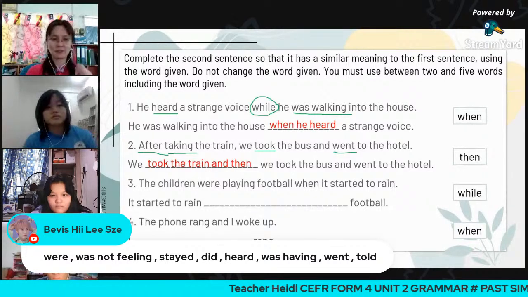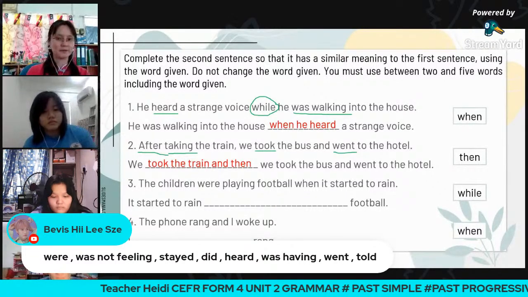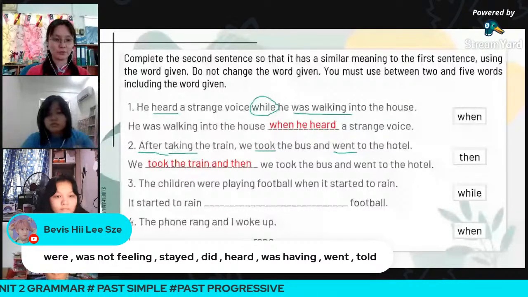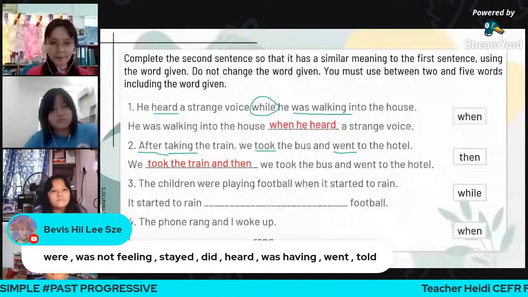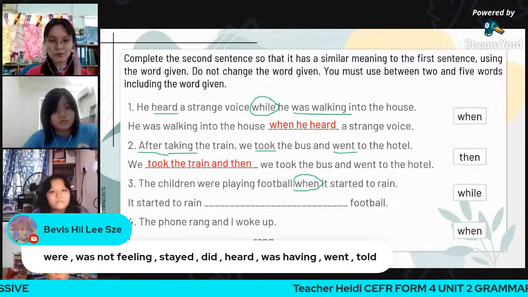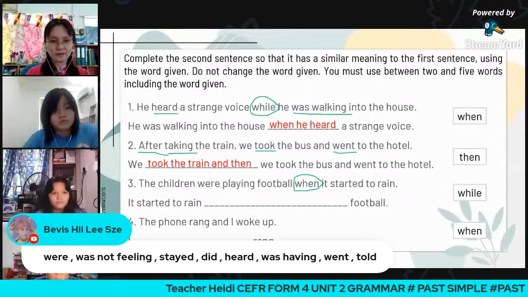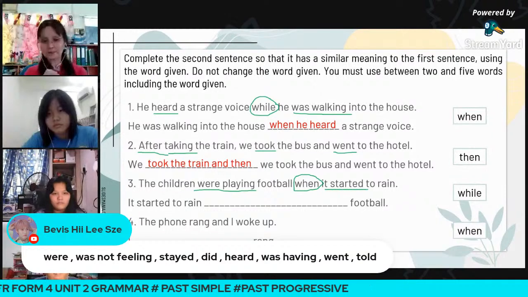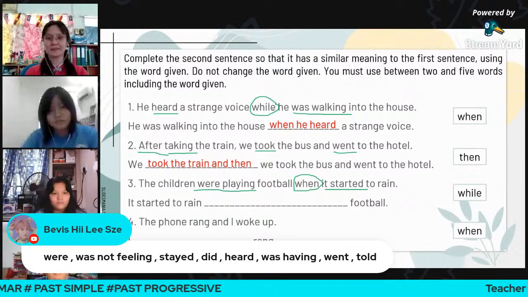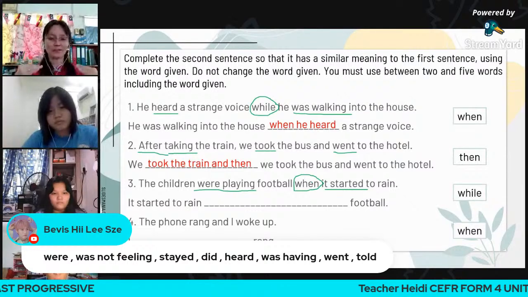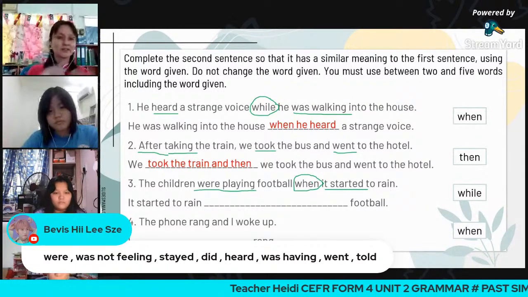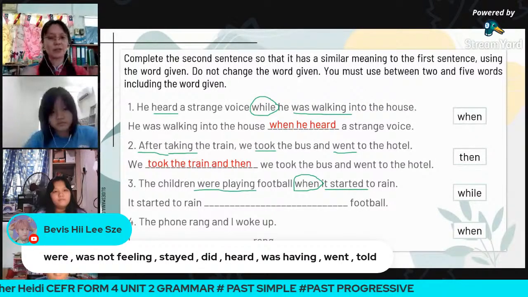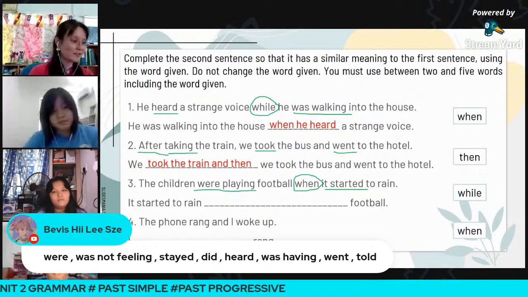Alright? Okay, let's look at the third one. The children were playing football when it started to rain. You see here the usage of the word when. So again, when you use all these while, when, as, you will see the combination of tense being used. Correct? It's the same as well. Okay, I want to highlight to you one by one so that you will have a very good sentence construction later. The children were playing football when it started to rain. So, how? It started to rain. What? I think this one is quite easy, right?